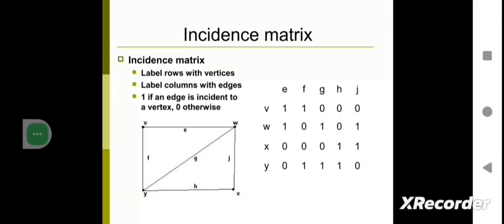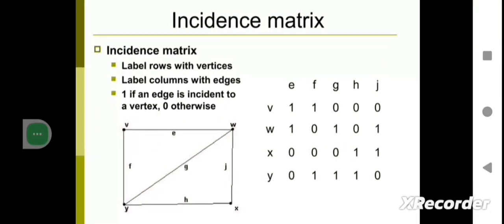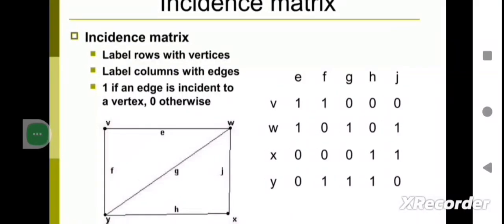Next definition, next concept, incident matrix. Here we choose a matrix. Label rows with vertices. Label columns with edges. The value is 1 if an edge is incident to a vertex, otherwise 0. If an edge is incident to a vertex, that value is 1. Otherwise 0.